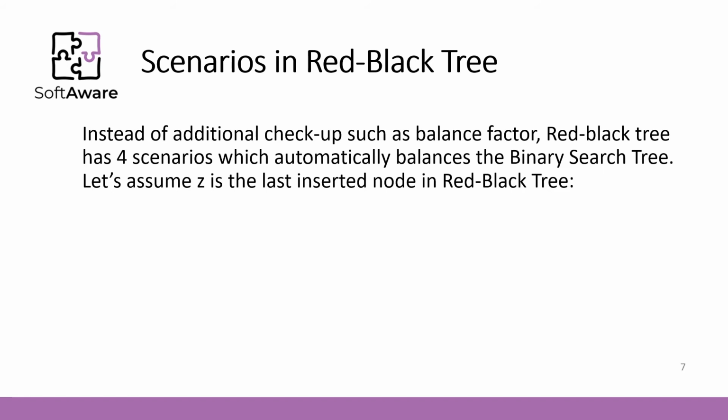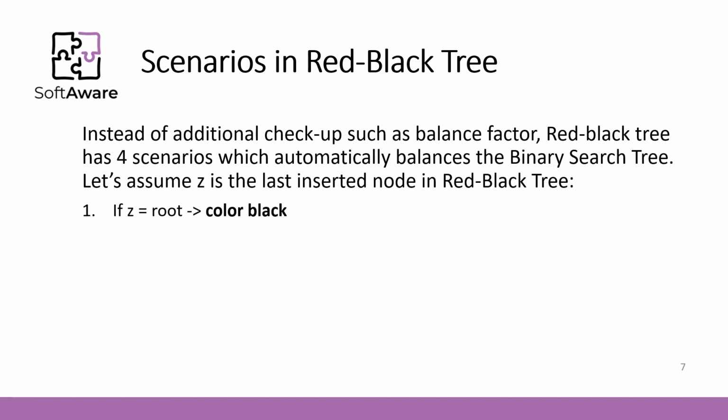So let's assume Z is the last inserted node in the red-black tree. This is for the insertion case, but the same case is acceptable for deletion as well. In deletion, however, the determination of the Z node differs depending on the deleted node. So this said, let's have a look at the 4 scenarios that are used to balance a red-black tree. First, if Z is root or root is red, then we color it back to black.